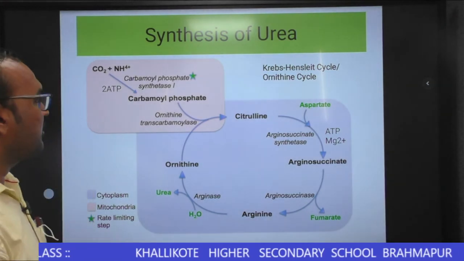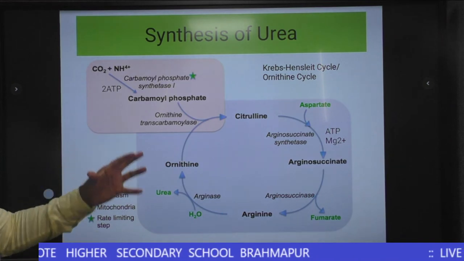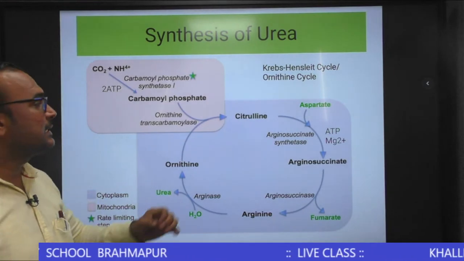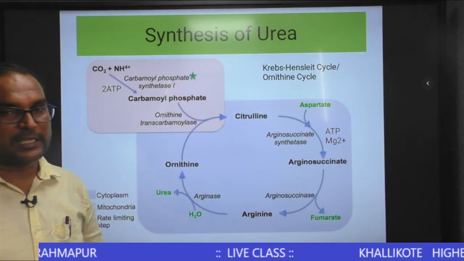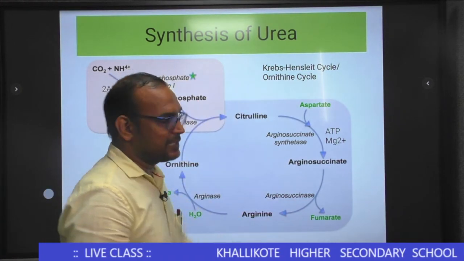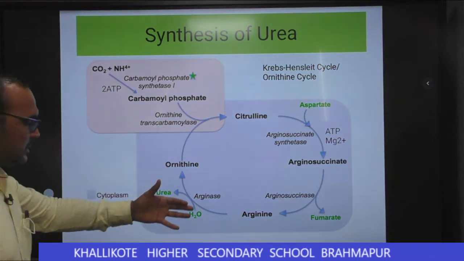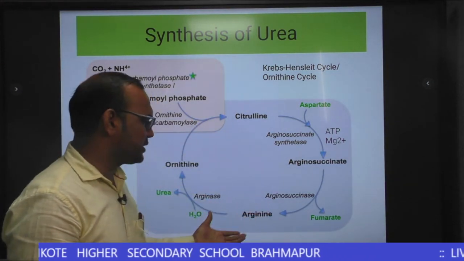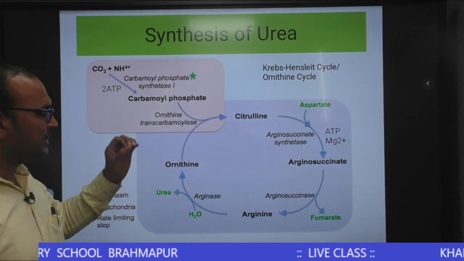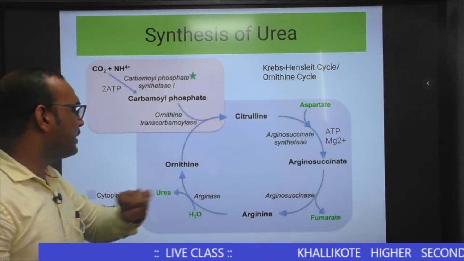The process of urine formation, or the synthesis of urea, actually involves a very important cycle, also called the ornithine cycle, the urea cycle, or the Krebs and Henseleit cycle, named after those who discovered it together. So let's discuss in brief; this is a picture to help you remember the different steps. The fundamental four things in the cycle are citrulline, argininosuccinate, arginine, and ornithine.